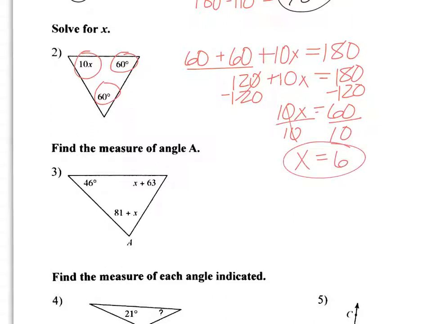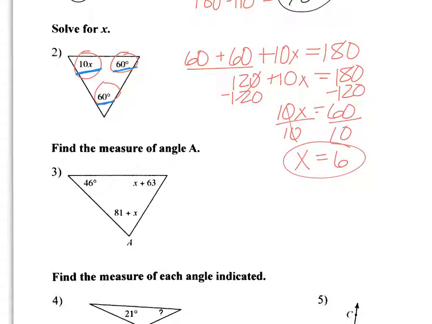Now, another way you could have done it was you could have recognized, okay, if that's 60 and that's 60, then that has to be equal to 60, which means x would have to be 6. Why? Because if two angles are 60, the third one has to be too, because it's an equiangular triangle. So we're going back to lesson 4-1.